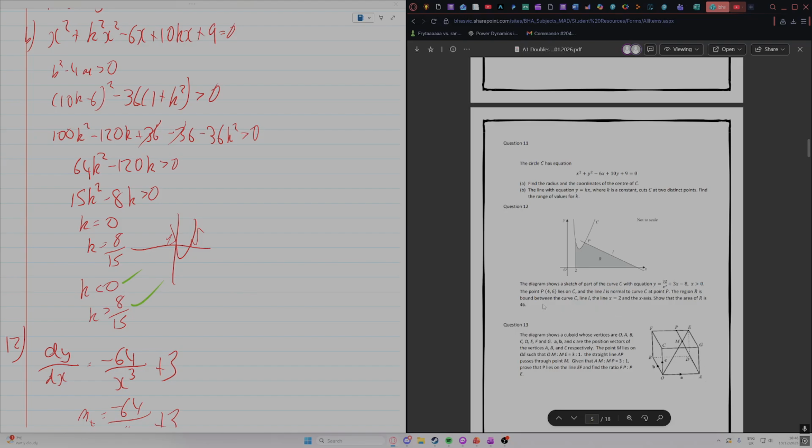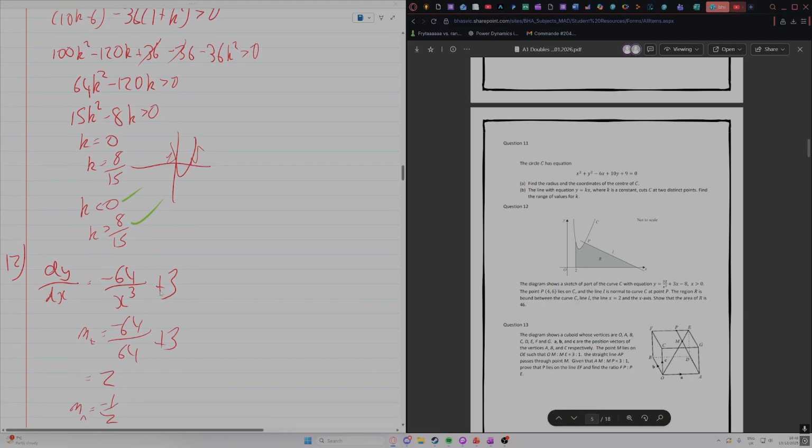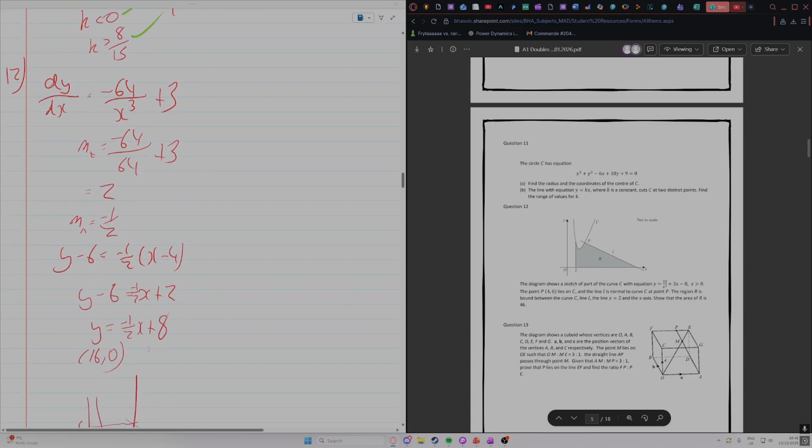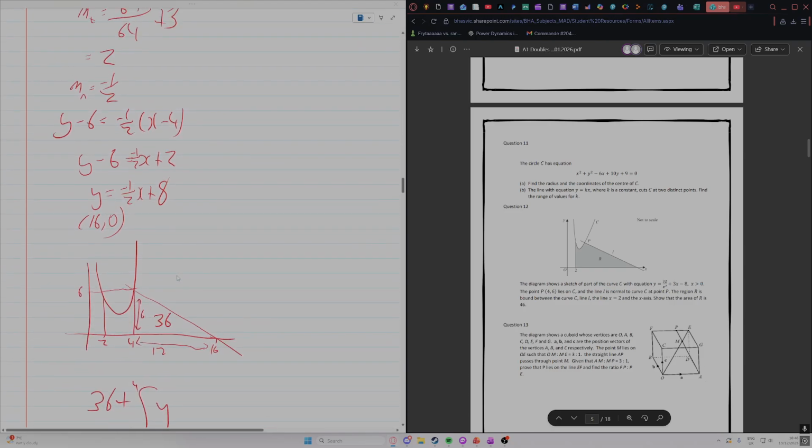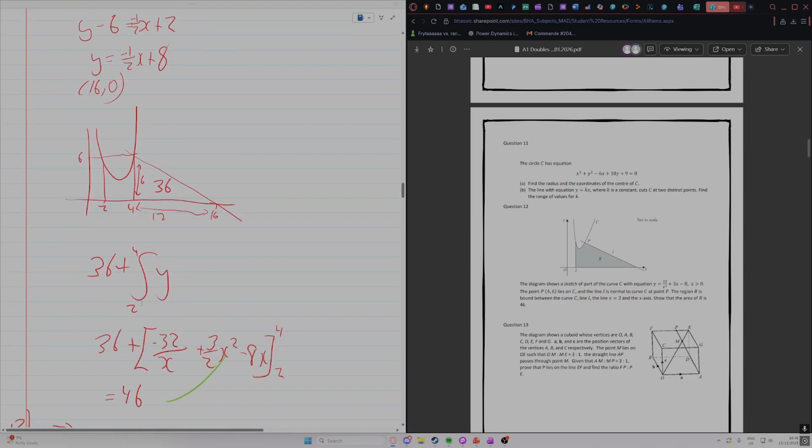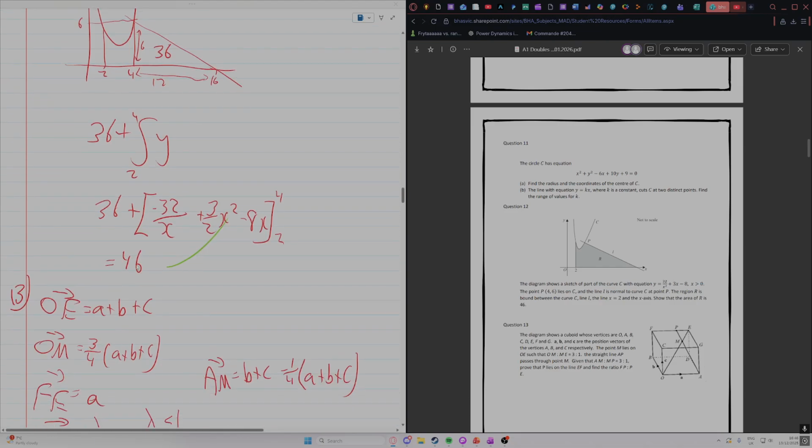Next, we have this integration question. So we find the normal first. You find the equation of the normal. Next, I drew it out. So the area here is 36, because this point is 4, 6, because it tells you in the question. So you know this distance is 12, this distance is 6. So you do 12 times 6 over 2, get 36. Then you integrate between 2 and 4, and you add that on to your area, and that gives you the answer.